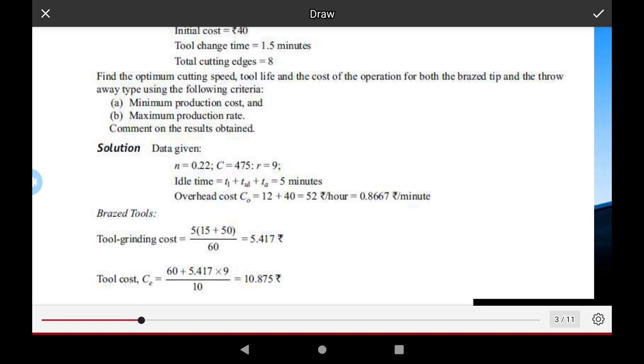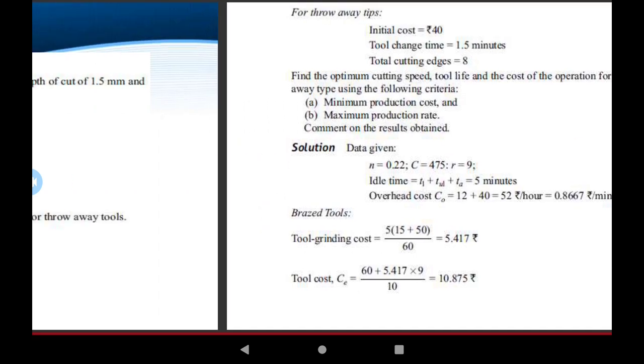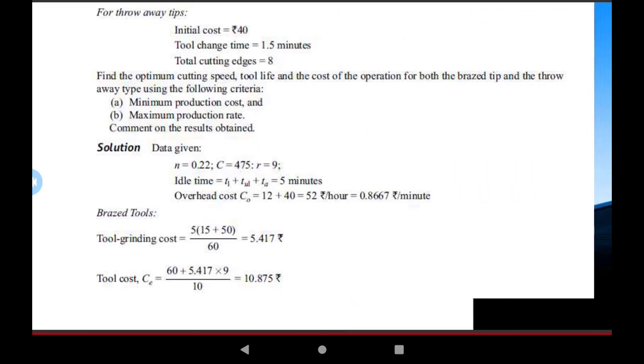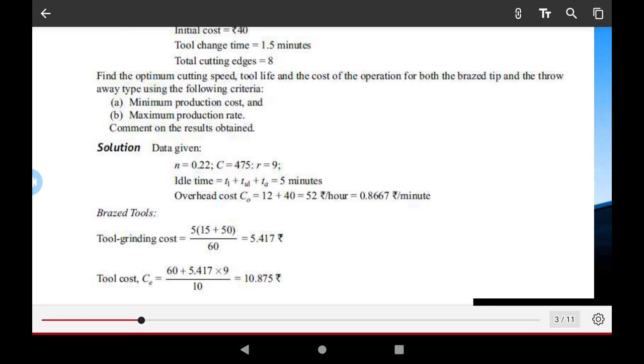52 upon 60 equals 0.866667 rupees per minute. Okay, for the brazed tools, the tool grinding cost formula is applied. TA is the idle time, plus the grinding cost per hour plus the grinding overhead per hour, upon 60. All the values are found in minutes.